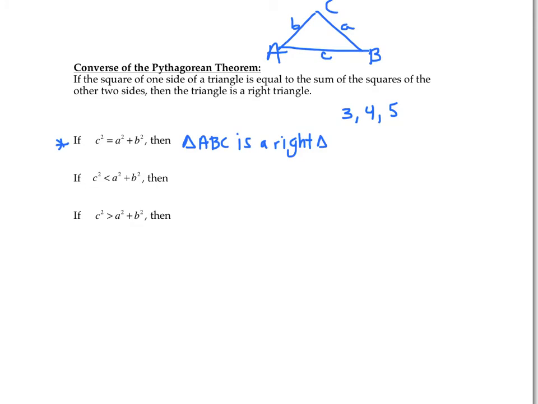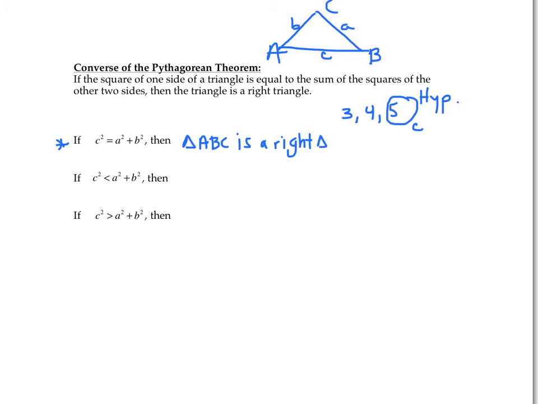Well, first of all, we need to know that c would be the hypotenuse because it's the longest side. Right? 5 is the biggest number. It's the longest side of the triangle. The hypotenuse would always be the longest side because it's opposite the largest angle. So the largest number in your list is going to be plugged into the equation for c.